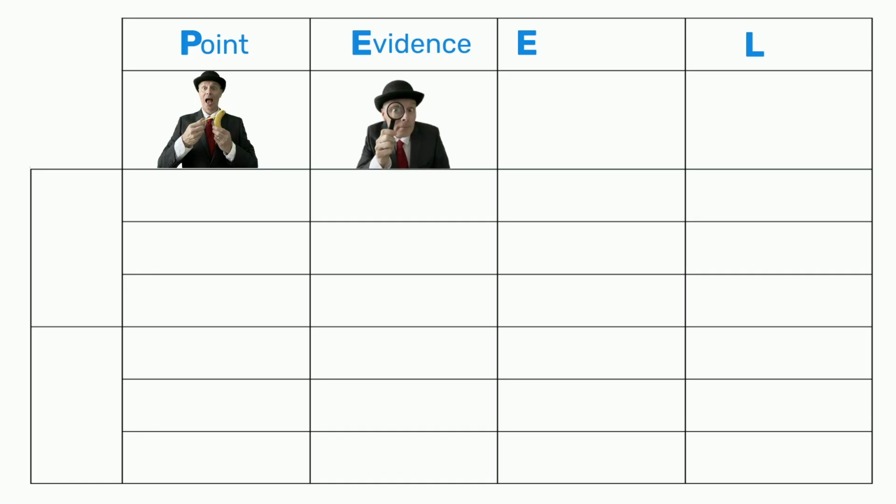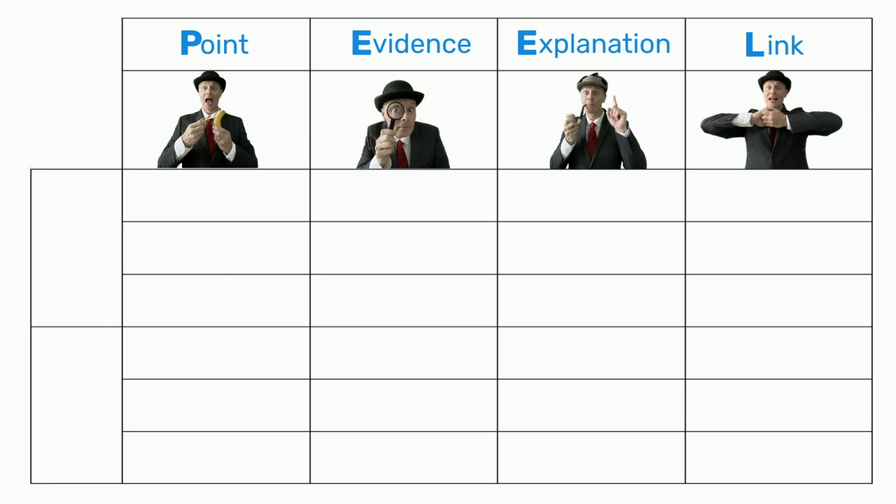A PEEL paragraph is a simple structure to use. Follow this order as you compose your paragraph. Point, evidence, explanation, link. If you're having difficulty starting each of your sentences, these starters may help.